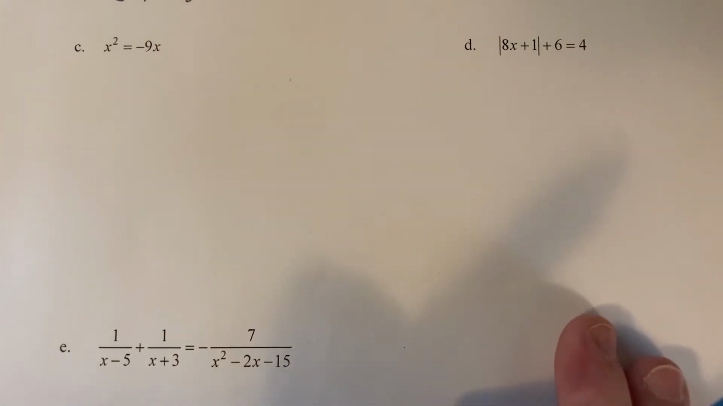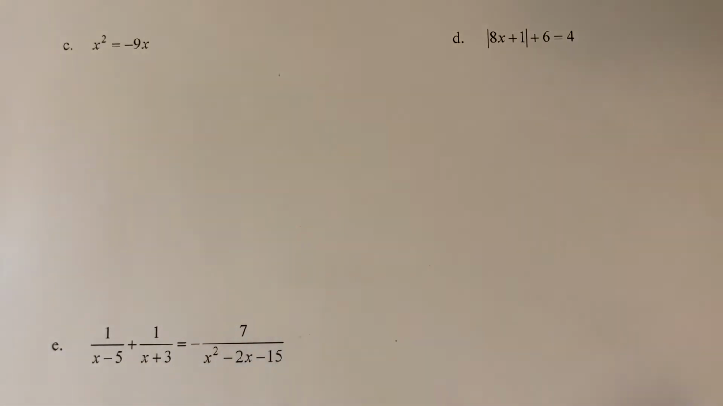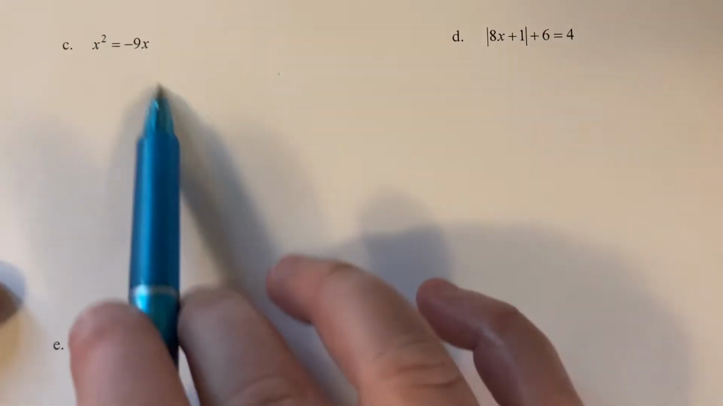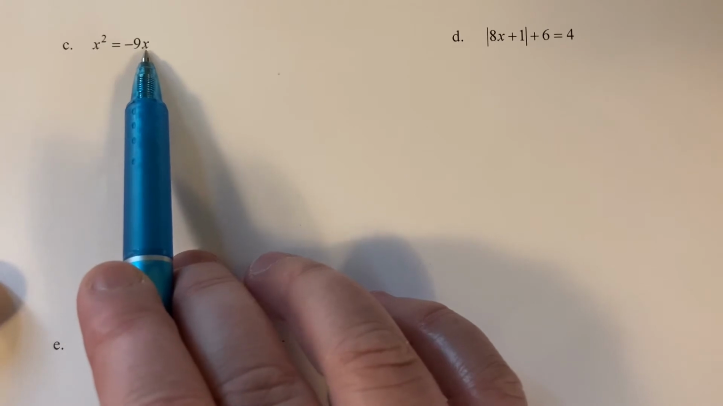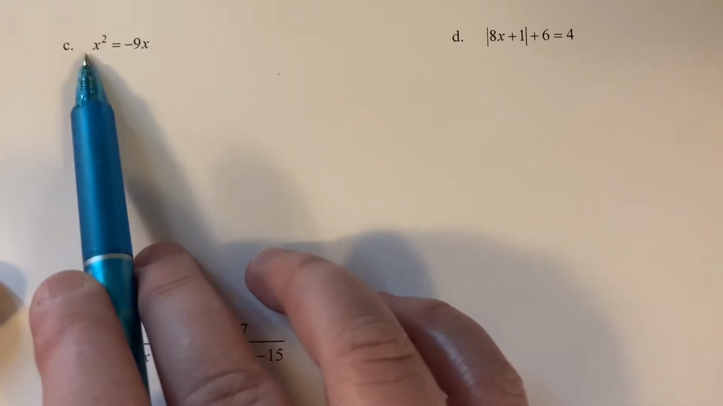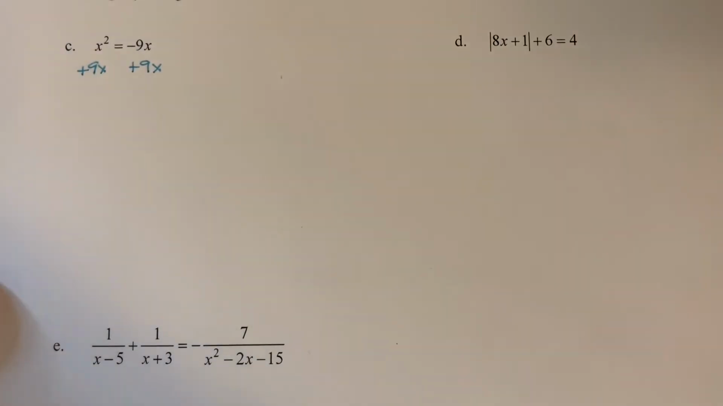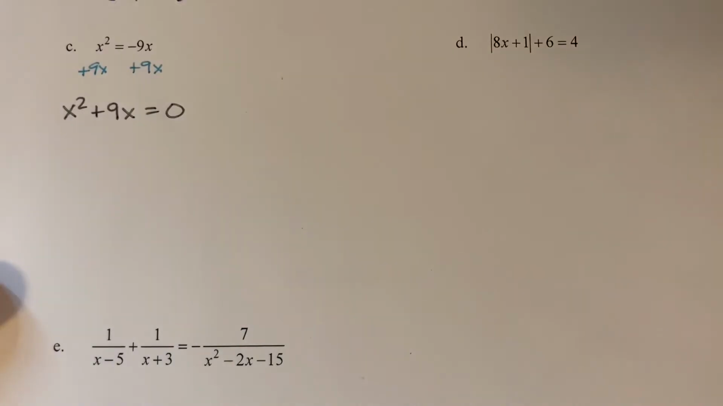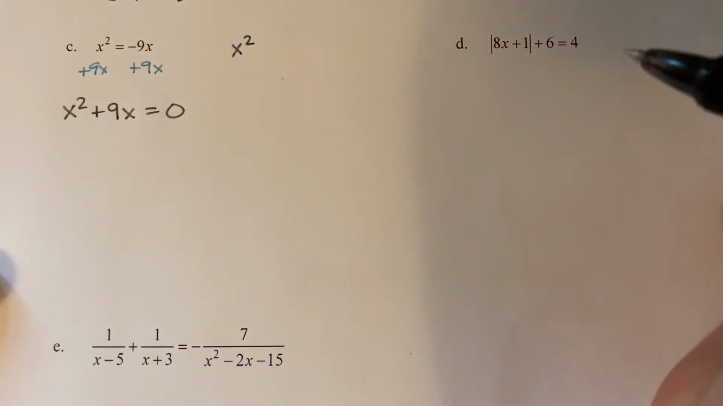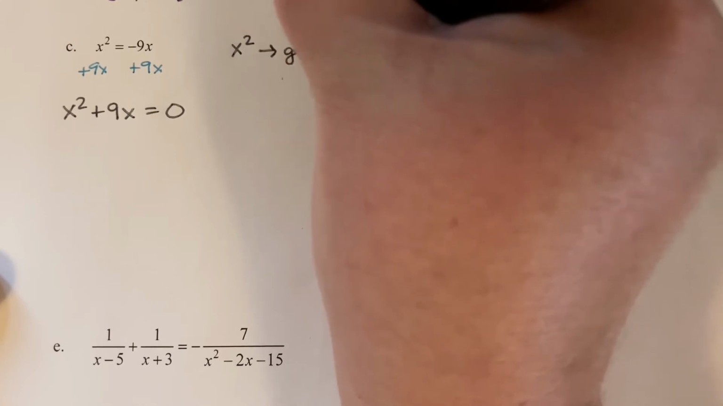In part C, we got an x squared. So we got some options. What we don't want to do is just square root both sides, because that would just make a square root of x on this side, and it looks like a square root of a negative. It's all messy. So what's going to be better to do is to add that 9x to both sides. So that gives me x squared plus 9x equals 0. When you have x squared, typically a good idea is to get 0 on one side.